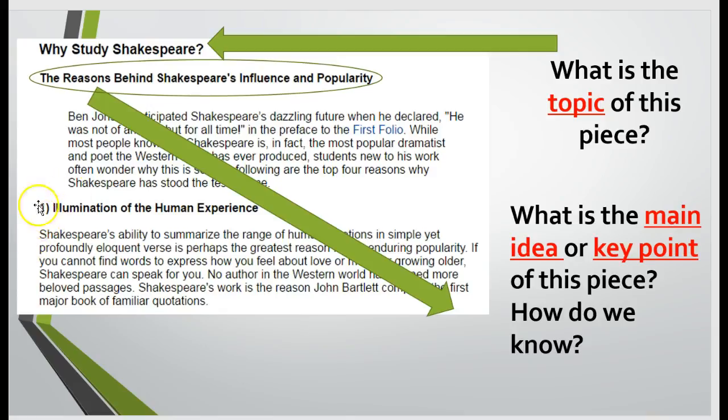And then I can see that this one starts with number 1. Here are the reasons why you study Shakespeare. So topic is Shakespeare, and why we study it, the main idea or key point is the author's going to give us the specific reasons, and then we could break those down further.